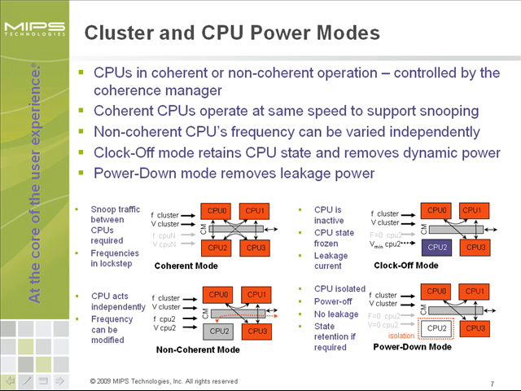Let's step now to an example of cluster and CPU power modes. The leftmost picture shows all CPUs in coherent operation. Coherent snoop traffic is routed through the central coherence manager and forwarded to all CPU peers. All CPUs operate at the same frequency and voltage level to minimize snoop latencies.